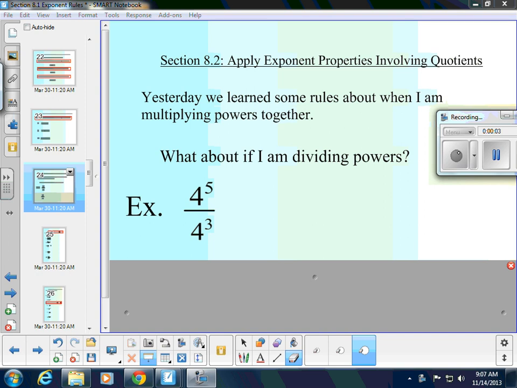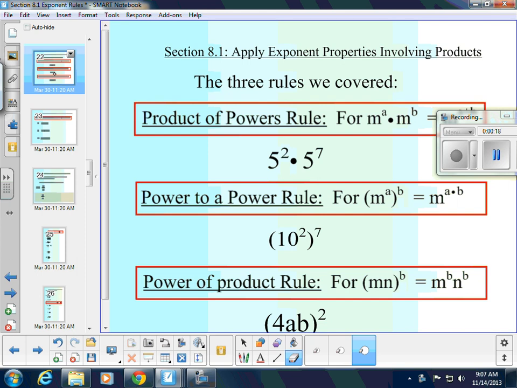Today's lesson is on section 8.2, apply exponent properties involving quotients. In the first section of this chapter, we've applied exponent properties using products. When we're multiplying things together, what can happen with powers, what's the way we can simplify them? Just kind of reviewing those three rules that we've learned so far.